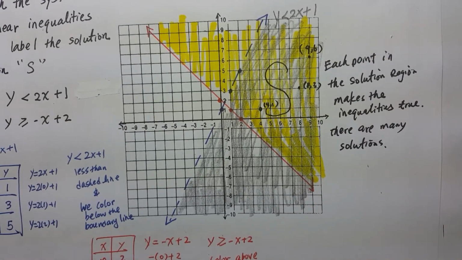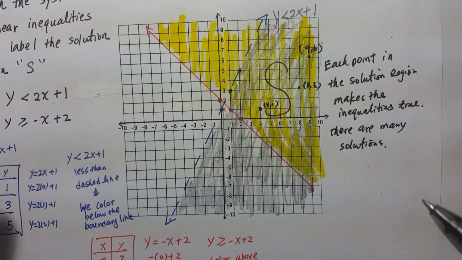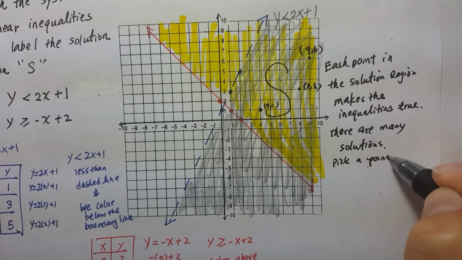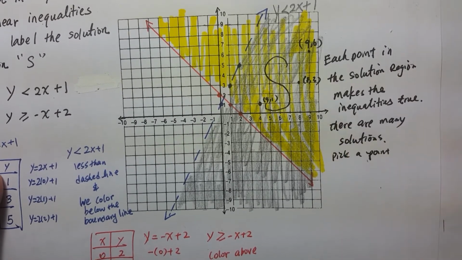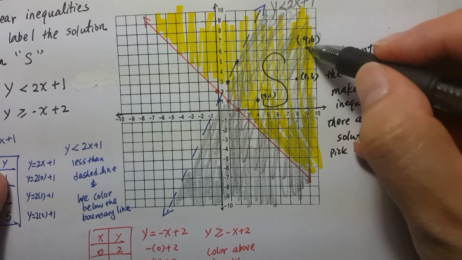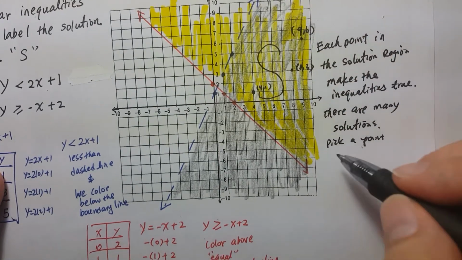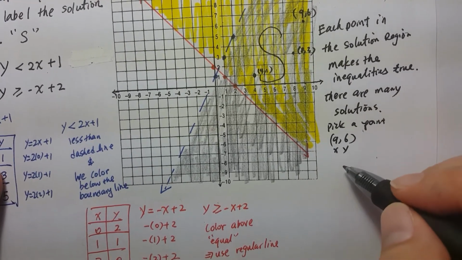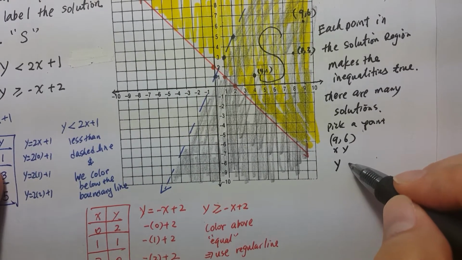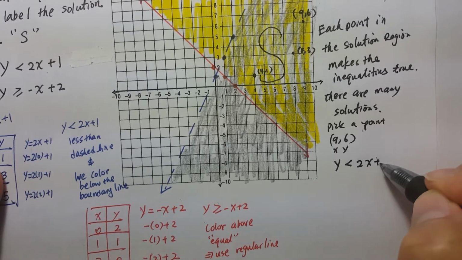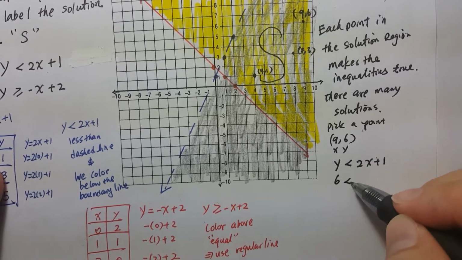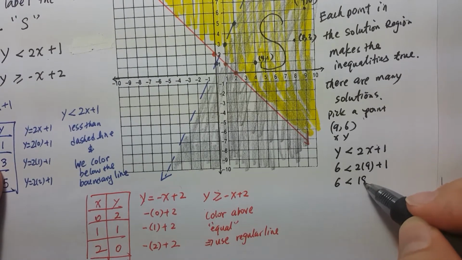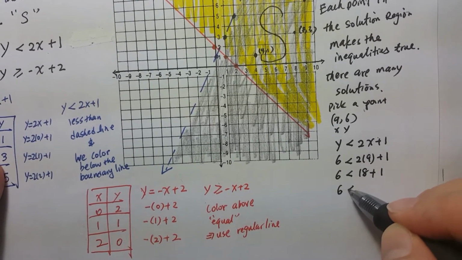Some people will say, how do you know it makes it true? So now let's pick a point. Let's say 9, 6. 9, 6 is in the solution region. So we have x, y. We're going to check both. Y is less than 2x plus 1. 6 is less than 2 times 9 plus 1. 6 is less than 18 plus 1. 6 is less than 19.